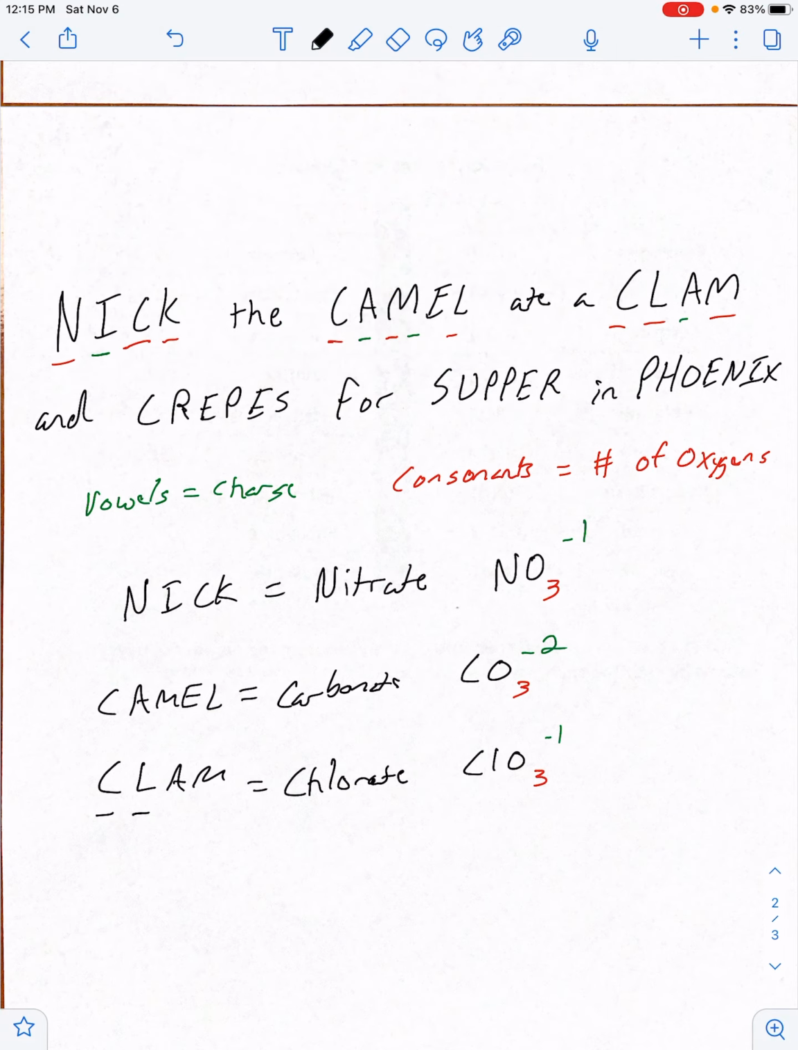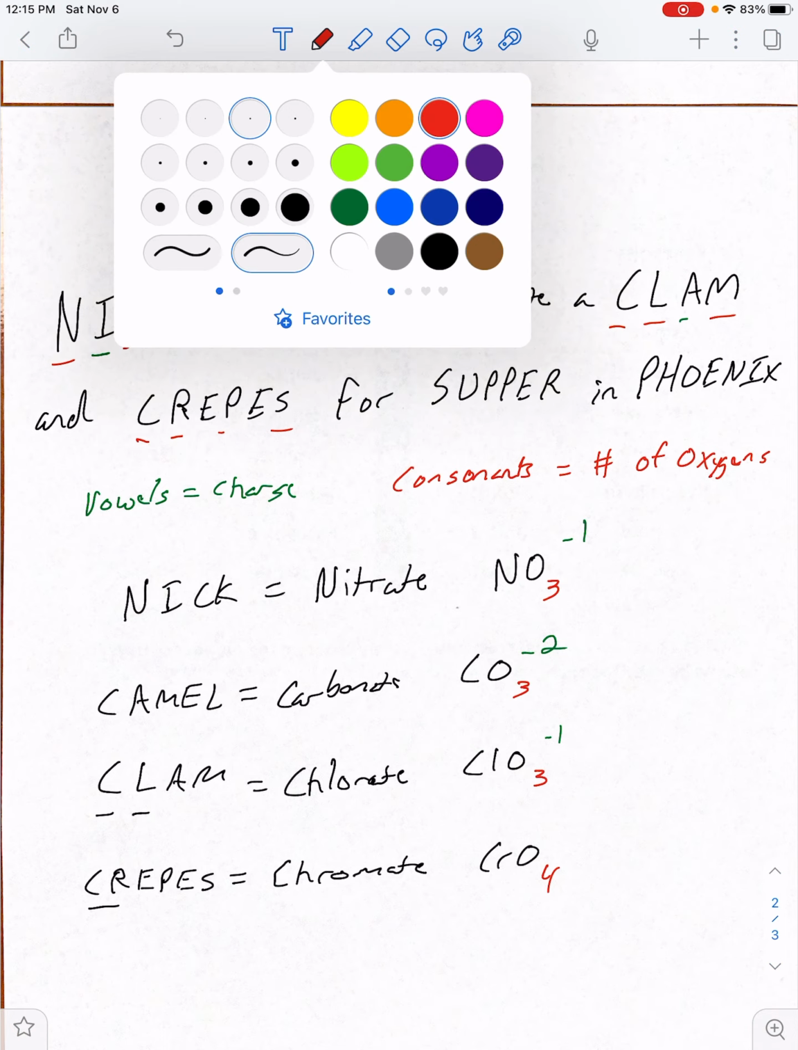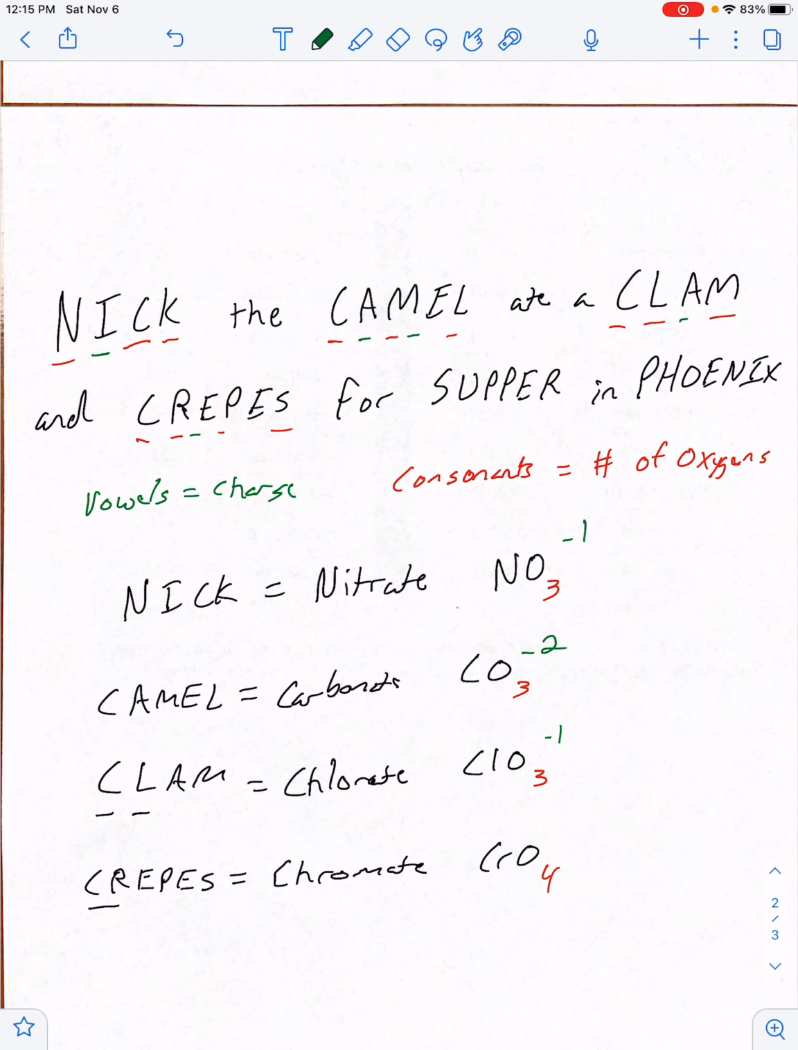Okay, so now we're going to do crepes. So I'm going to write down crepes right here. Now that CR, that's going to tell me that's chromate. So I know there's an H before the R, but that does kind of help out. Chromate is going to be CrO. Now we're going to switch my colors. I have 1, 2, 3, 4 consonants, so that's CrO4. And then I'm going to count my vowels. I have 1, 2, so that's a -2 charge.